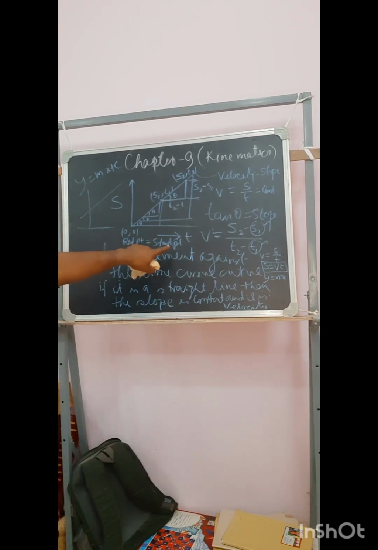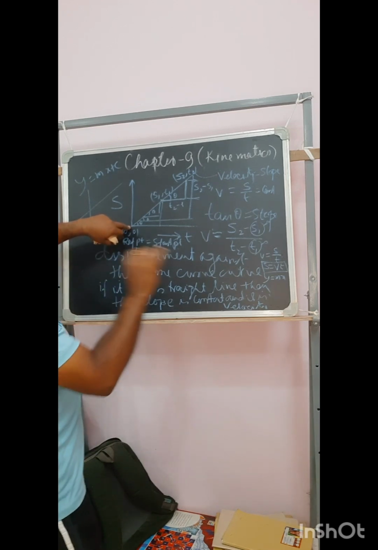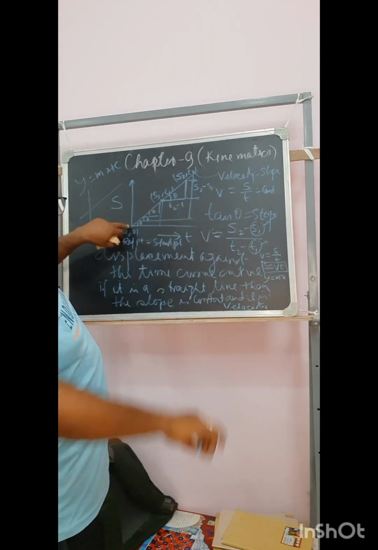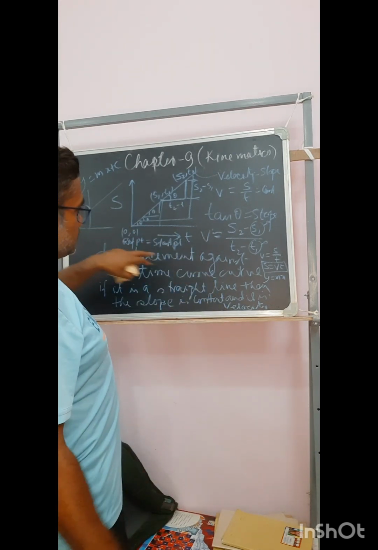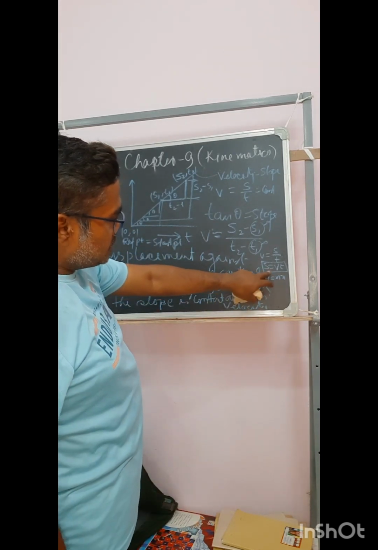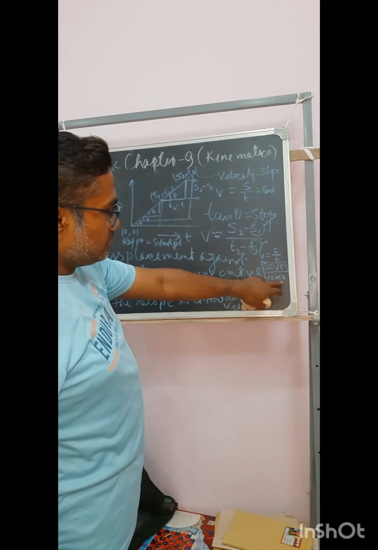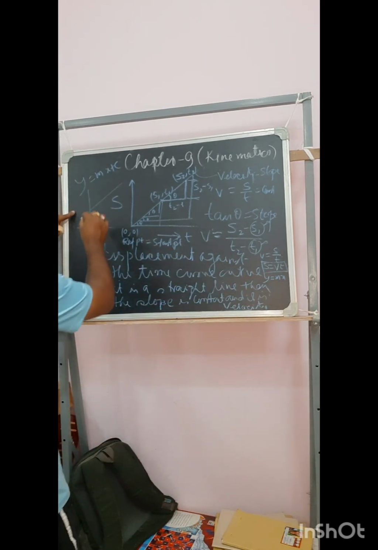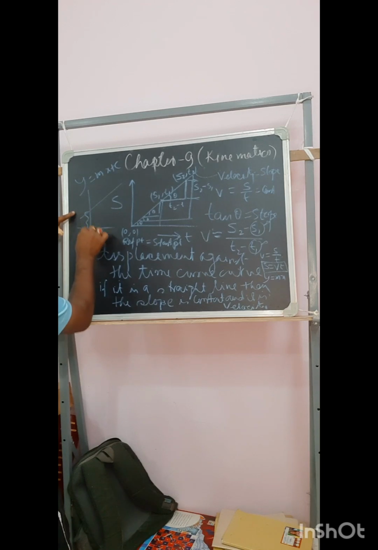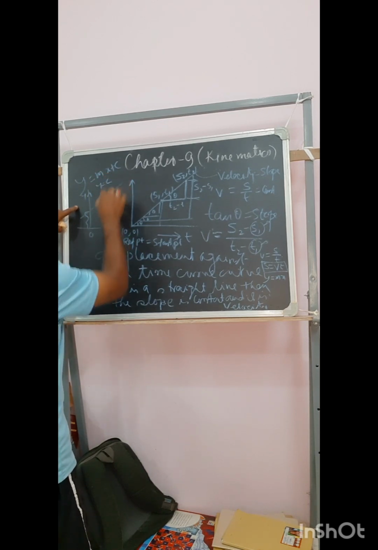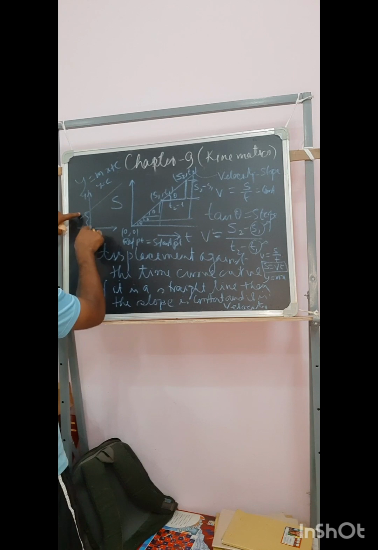Just give it a thought. If the reference point from where I am studying the motion is your start point, then the equation will be of this kind: s is equal to vt. This means y is equal to mx. There is no constant part. For x equal to 0, y is equal to c only when the reference point and the start point are different.